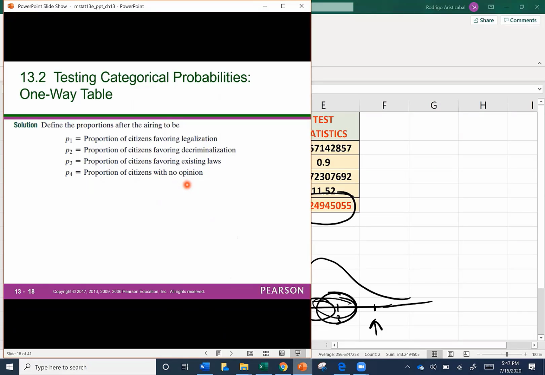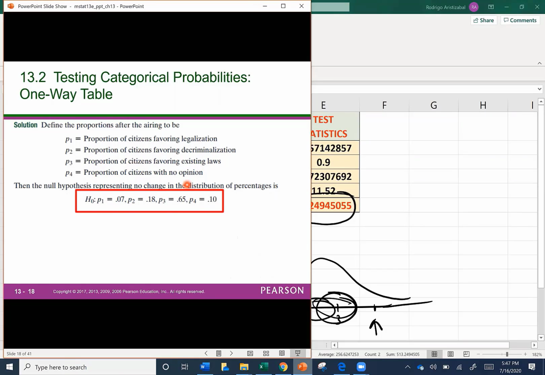Define the proportions after the airing to be p sub 1, p sub 2, p sub 3, and p sub 4. The proportion for each of the citizens favoring legalization, discrimination, existing law, and no opinion. The expected value is the proportion obtained in the previous study. Let's assume that this program doesn't change the different opinions of people in this area with respect to the possession of marijuana. That is my expected value.